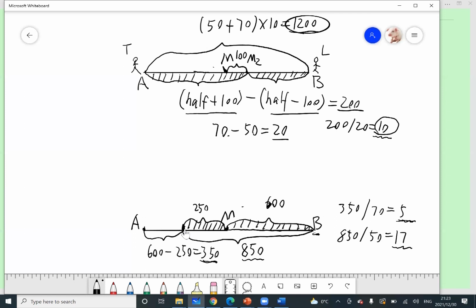Then what is the time he spent on taking a break? 17 minus 5, which is 12. Yes, very good. So 17 minus 5, which is 12. Then we finally got the solution to this problem. Tom had stopped for 12 minutes.